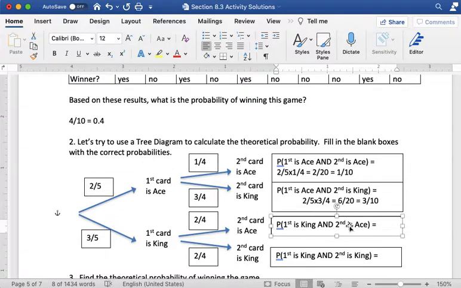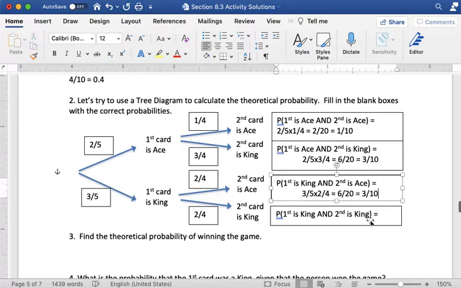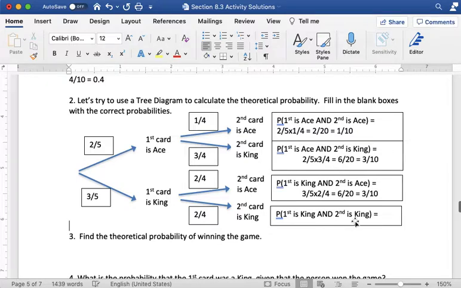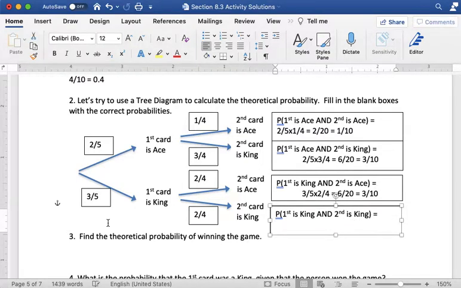Probability that the first card is a king and the second card is an ace is 3/5 times 2/4. And when I multiply those together, I get 3 times 2, which is 6 for my numerator, 5 times 4, which is 20 for my denominator, so that's also 3/10. And finally, the probability that my first card is a king and my second card is a king. That's going to be 3/5 times 2/4. Again, that's going to be 6/20, or 3/10.